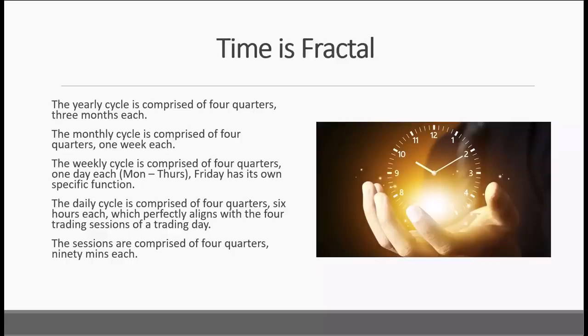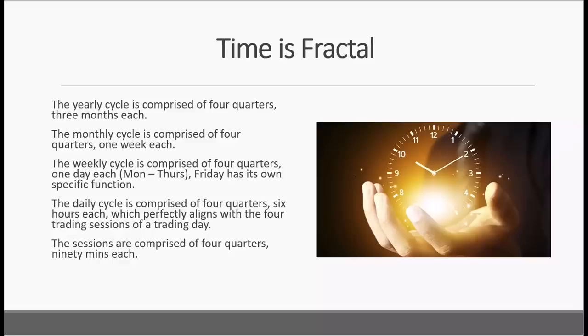The yearly cycle is comprised of 4 quarters, 3 months each. The first quarter is January to March. The second quarter is April to June. The third quarter is July to September. And the fourth quarter is October to December.